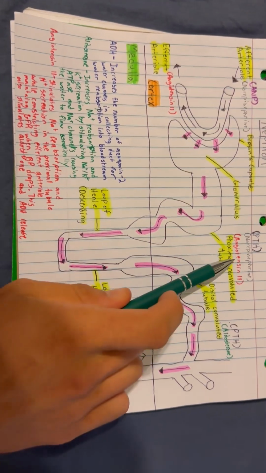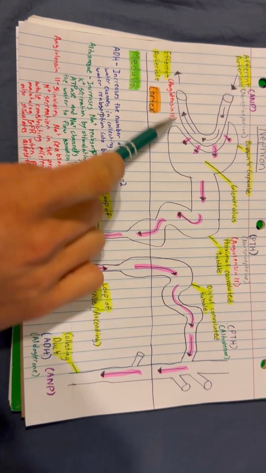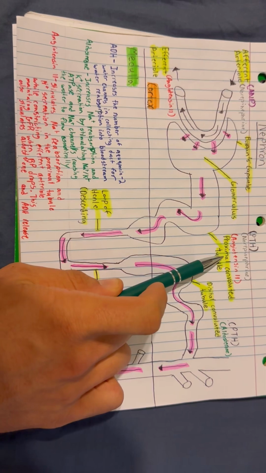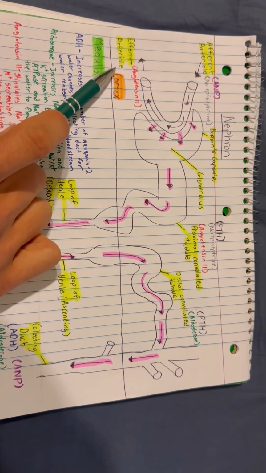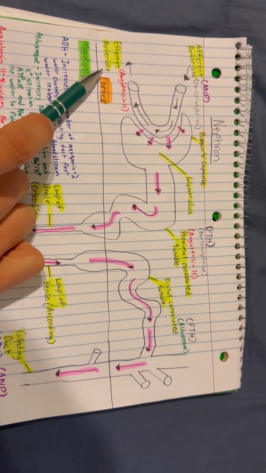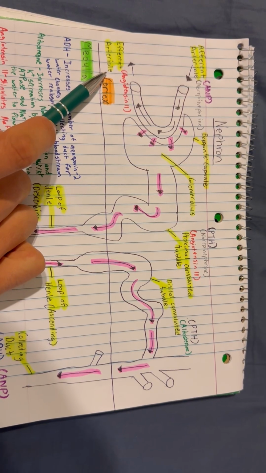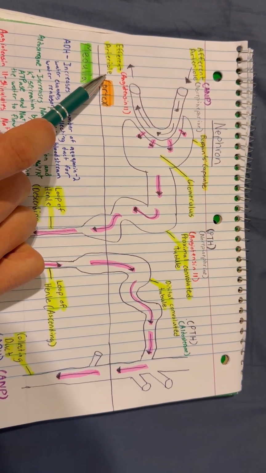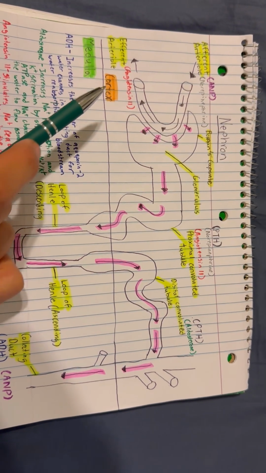Then we will go on over to the angiotensin 2. This affects the proximal convoluted tubes, and it acts on the efferent arterioles. This one makes it where there is sodium reabsorption and there is vasoconstriction as well.